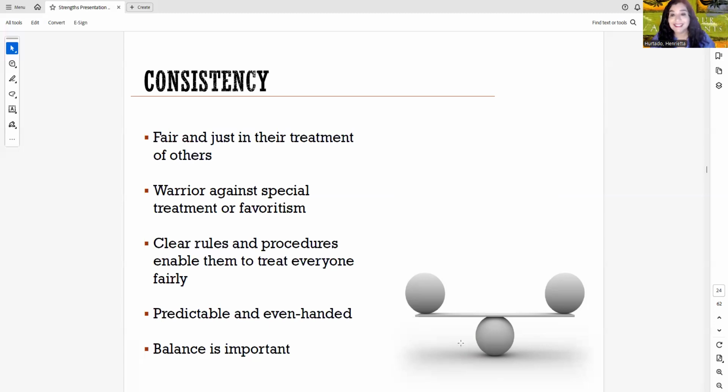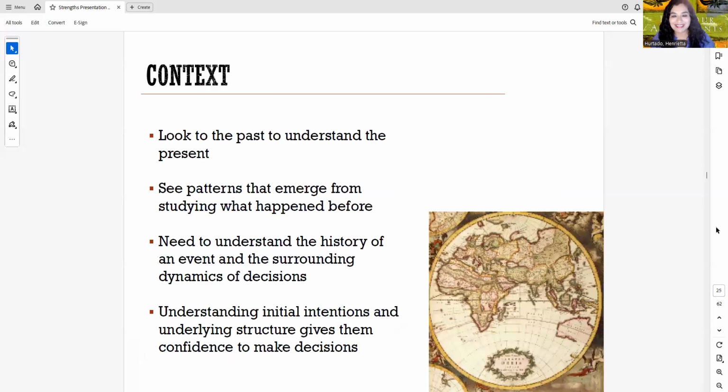Context. You look to the past to understand the present. You see patterns that emerge from studying what happened before. You need to understand the history of an event and the surrounding dynamics of decisions. Understanding initial intentions and the underlying structure gives you the confidence to make decisions. So you're also research oriented.